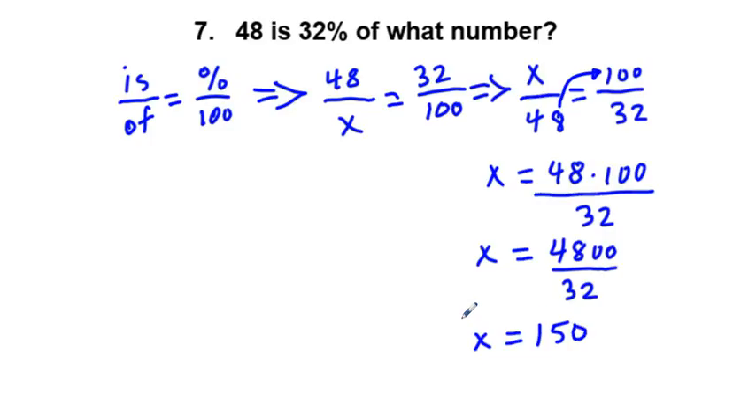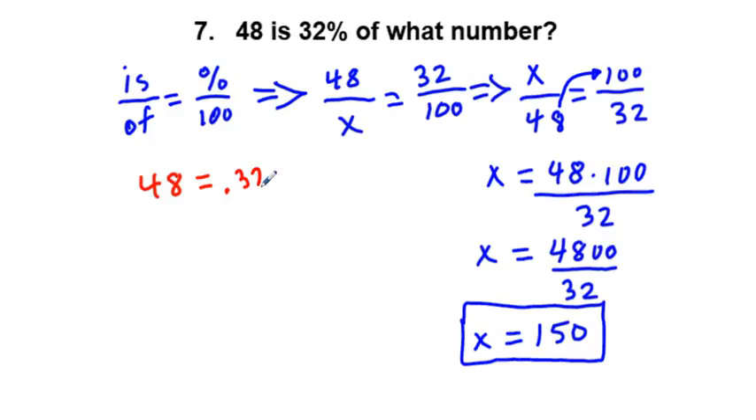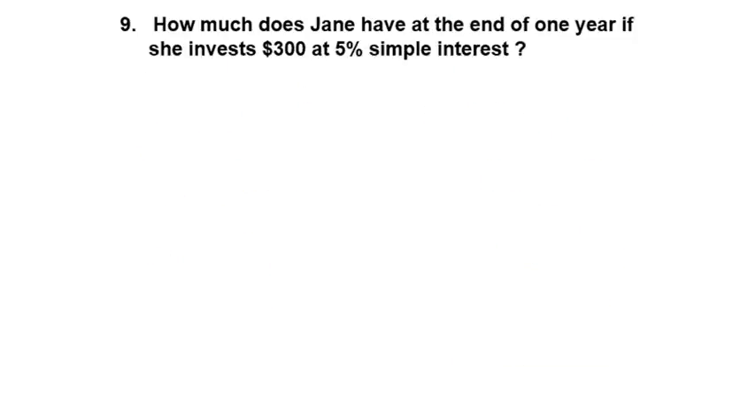And there are other ways we could do this. We could write this as just a simple linear equation. We could write the equation as 48 equals, and we can rewrite 32% as 0.32 times what number? And so x is going to be 48 divided by 0.32, and we would get the same thing. Next on our problem, our last one, which is 9.